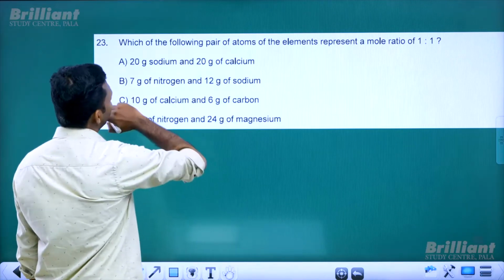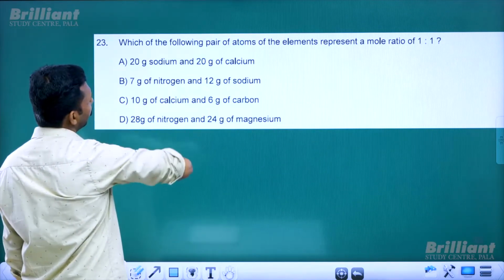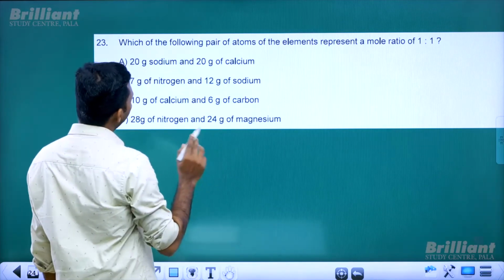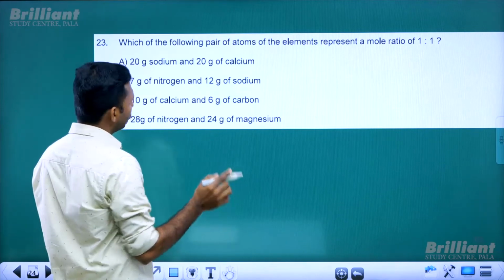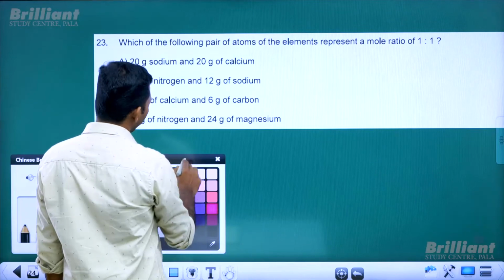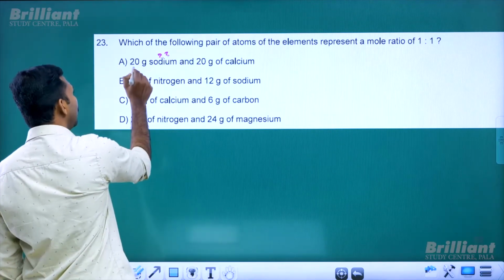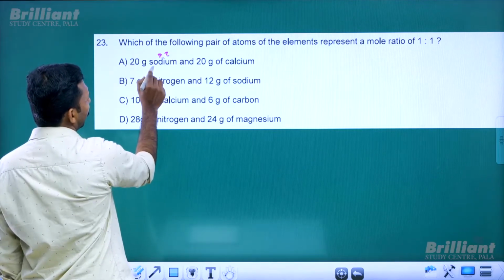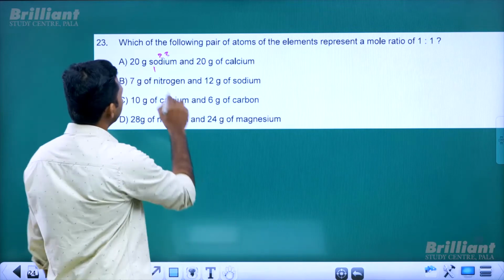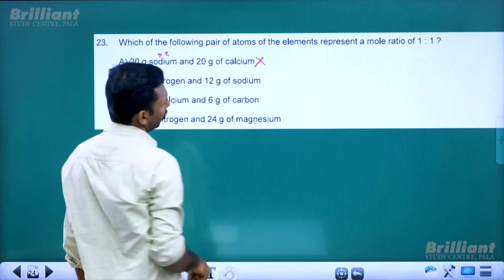We know that mole ratio is calculated. So it is 20 gram sodium. 20 gram sodium means how many mole? We know that 23 gram sodium means 1 mole. So it is not 1 mole. Sodium, its atomic mass is 23. So here if it is 23, we can say it as 1 mole. For calcium, 20 is 1 mole. So it is not equal to 1 mole, so it is not to be considered.